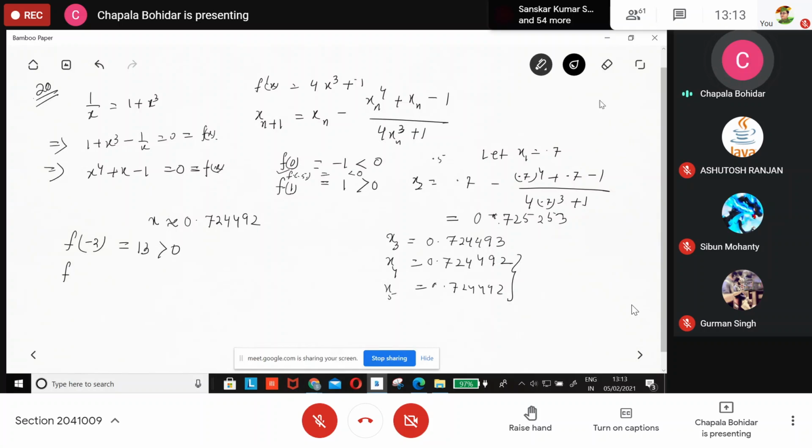F of -1, what you are getting? It is 1. Then it is -2. You get it is -1. It is less than 0. So the other root lies in between the interval -2 to -1.